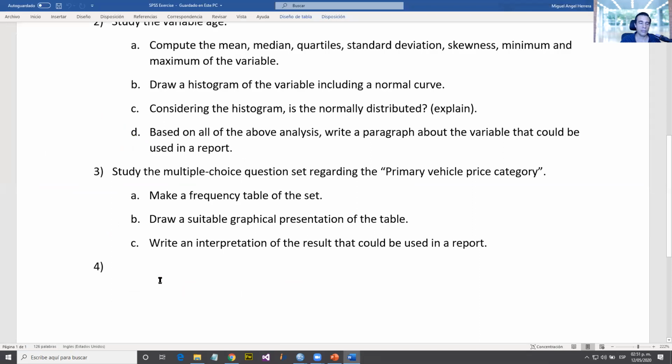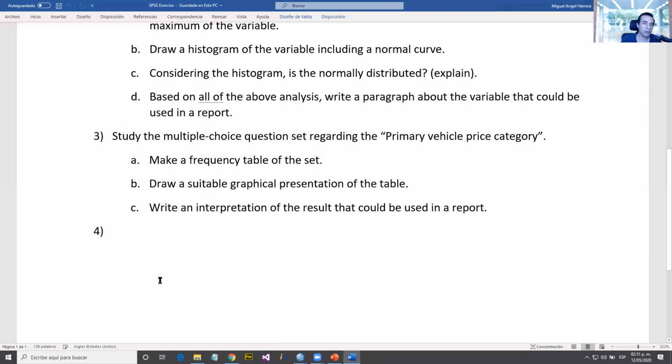Okay, it is right there. Study the multiple choice question set regarding primary vehicle price category. Do a frequency table of the set, draw a suitable graphic presentation, and write an interpretation of the result that can be used in a report. Please screenshot it so I can upload number 4. Done. Okay.